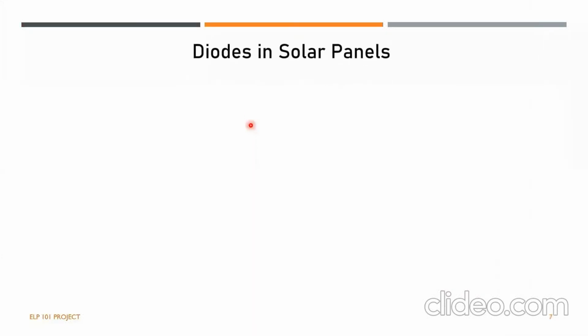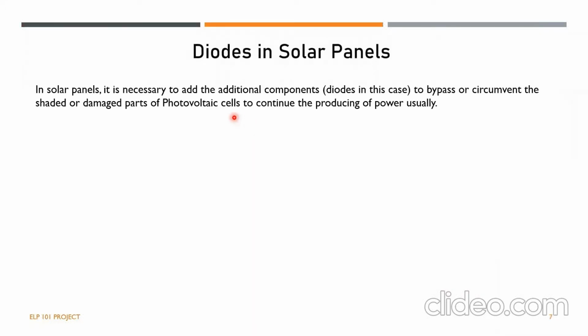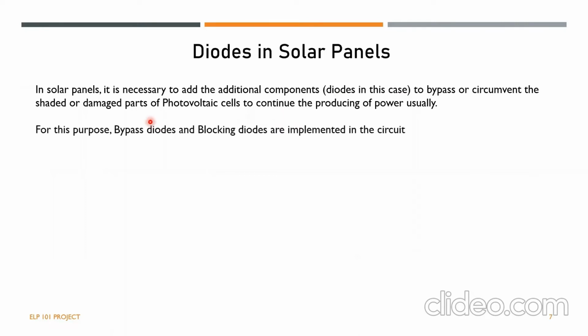Now, let's talk about diodes in solar panels. In solar panels, it is necessary to add additional components such as diodes to bypass the shaded or damaged parts of the photovoltaic cell and to ensure that power is constantly produced. For this purpose, there are two types of diodes that are used, which are called bypass diodes and blocking diodes. Although these two diodes are physically similar in nature, the way they operate is different. The way they are integrated in the circuit is different.